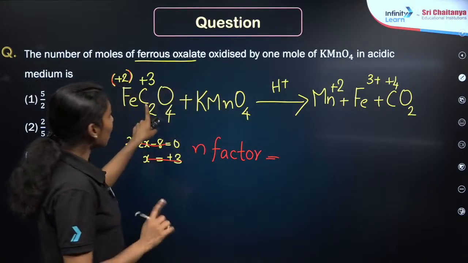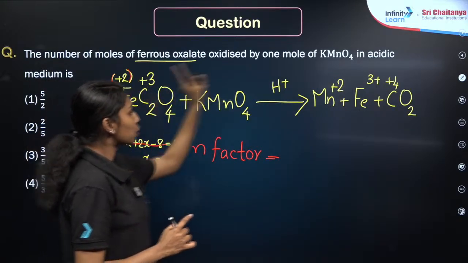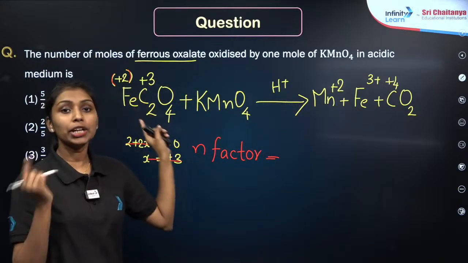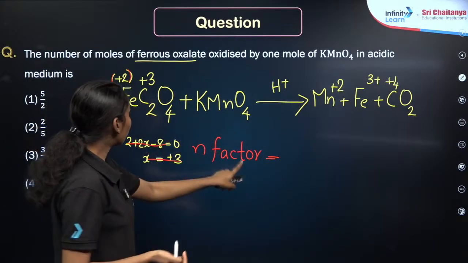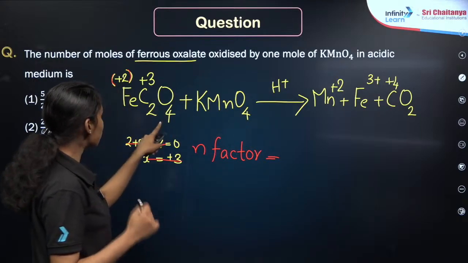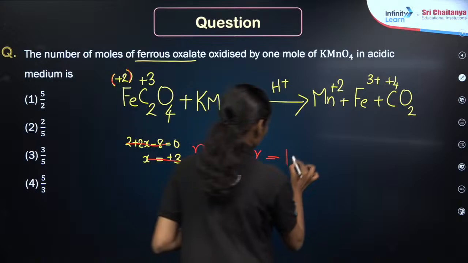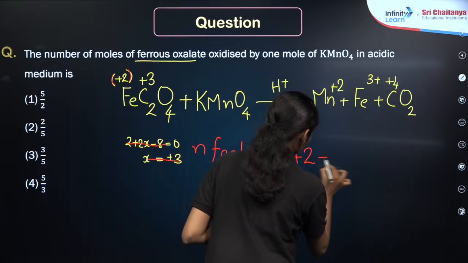Then for one carbon atom, it is changing from +3 to +4, that is 1 electron, right? If you are taking 2 carbon atoms, the change will be 1 into 2, that is equal to 2. So the n factor for this particular reaction for FeC2O4 will be the sum of these two, that is 1 plus 2, that is equal to 3.